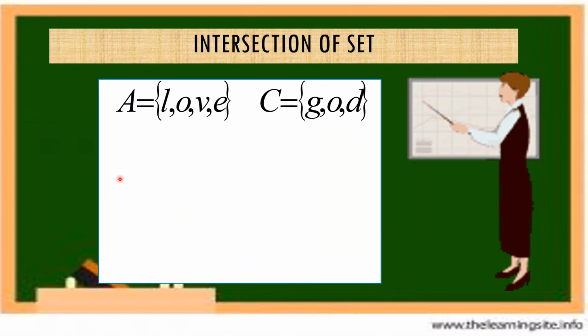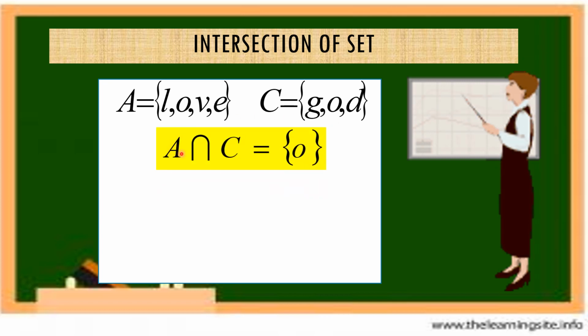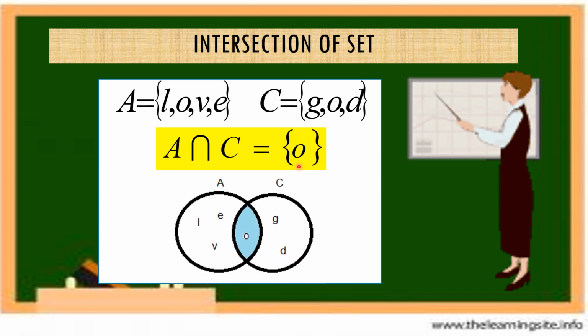So we have the problem. Set A is a set whose elements are L, O, B, and E. Set C is a set whose elements are G, O, and D. What element is common to both set A and set C? So we have A intersection C is the letter O. So we have the Venn diagram. So O, this is the intersection, the shaded part of the circle. And the remaining letters, we have L, E, and B. And for set C, the remaining letters are G and D.